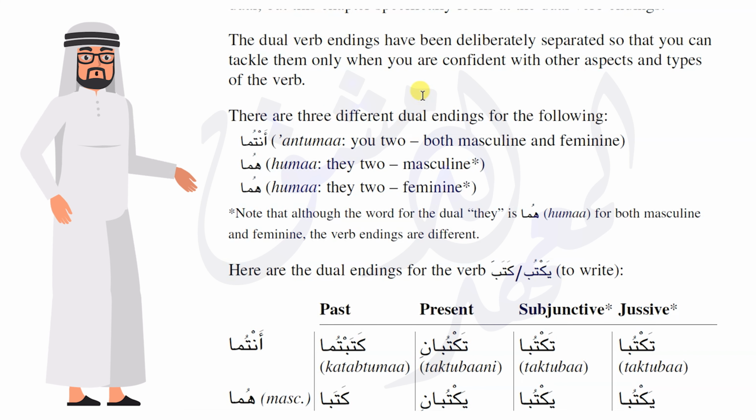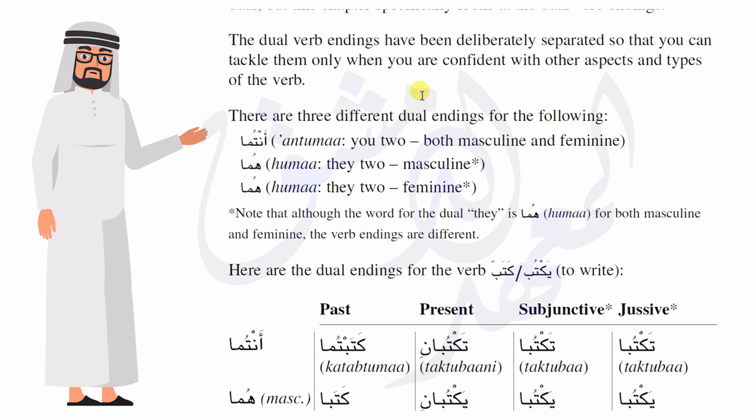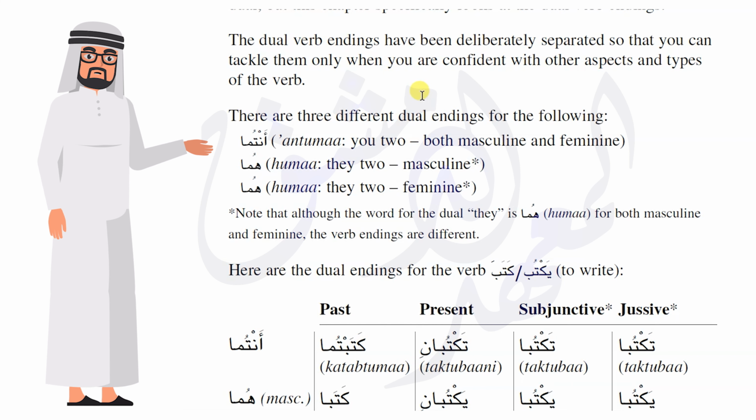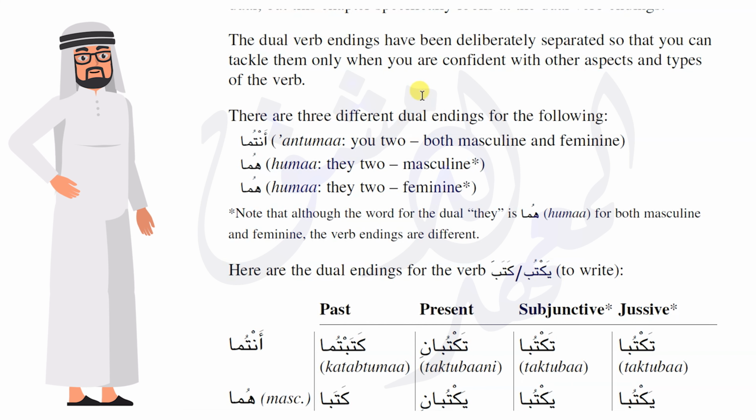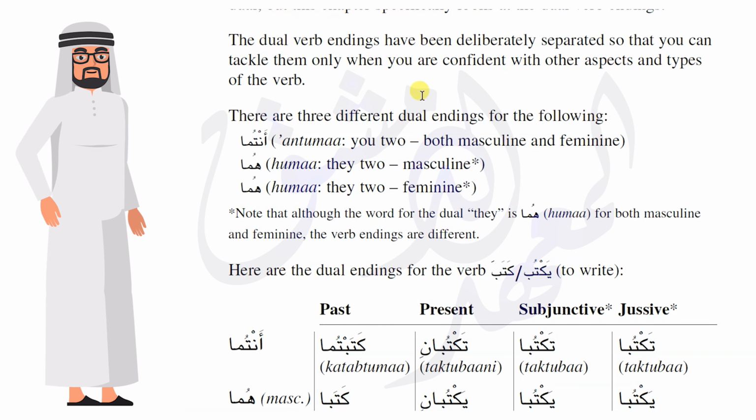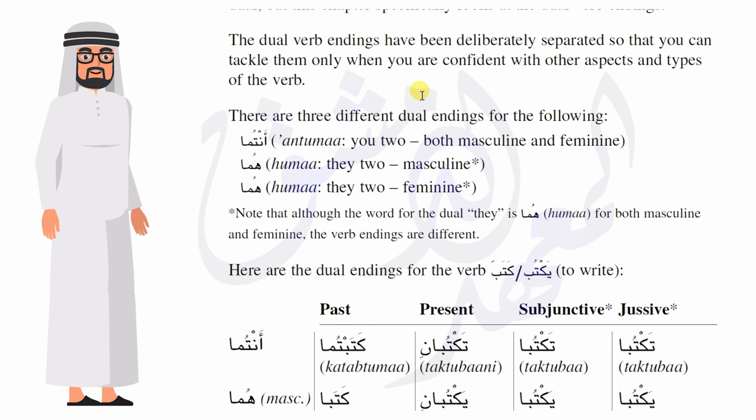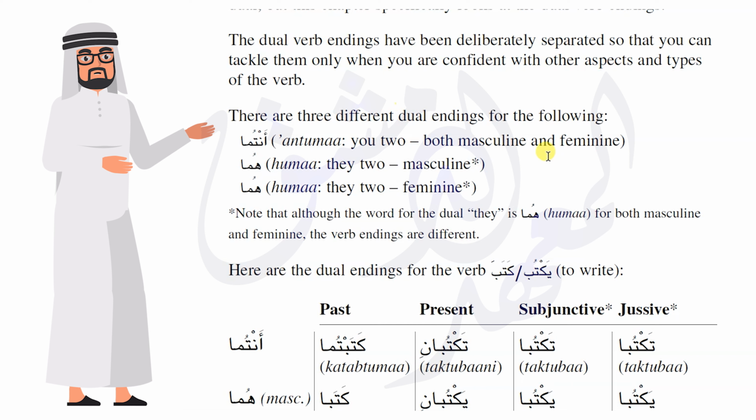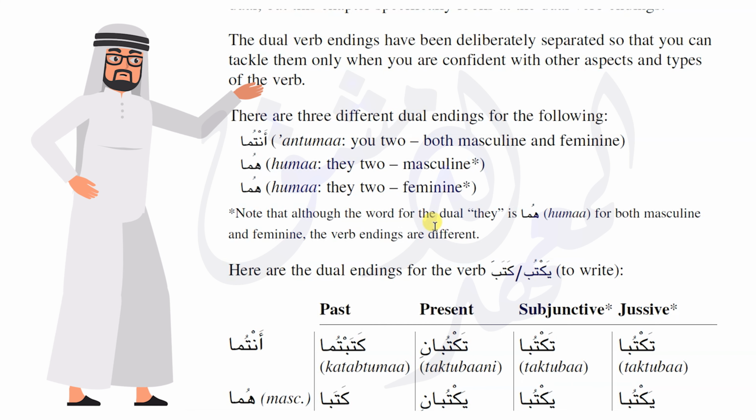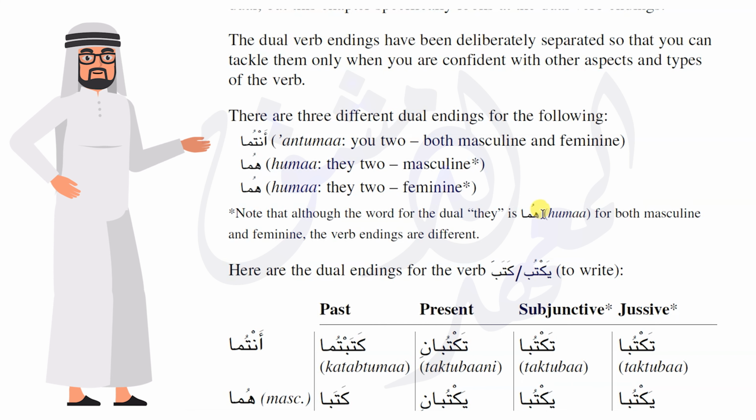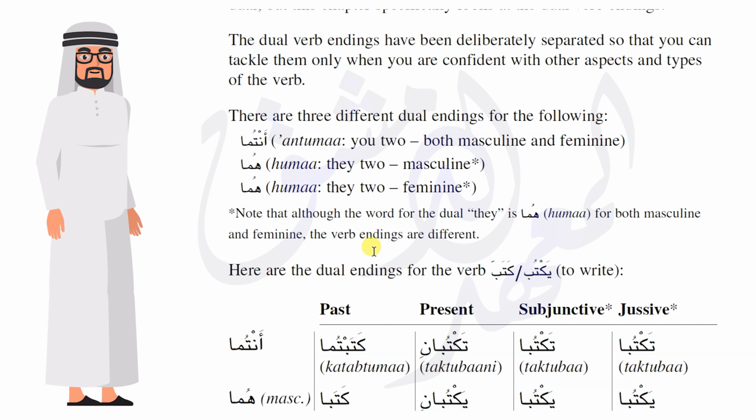So there are three different dual endings for the following. We have antuma, which means you two, both masculine and feminine. Huma, which is for masculine, and huma, which is also for they two, feminine. Note, although the word for the dual they is huma for both masculine and feminine, the verb endings are different.